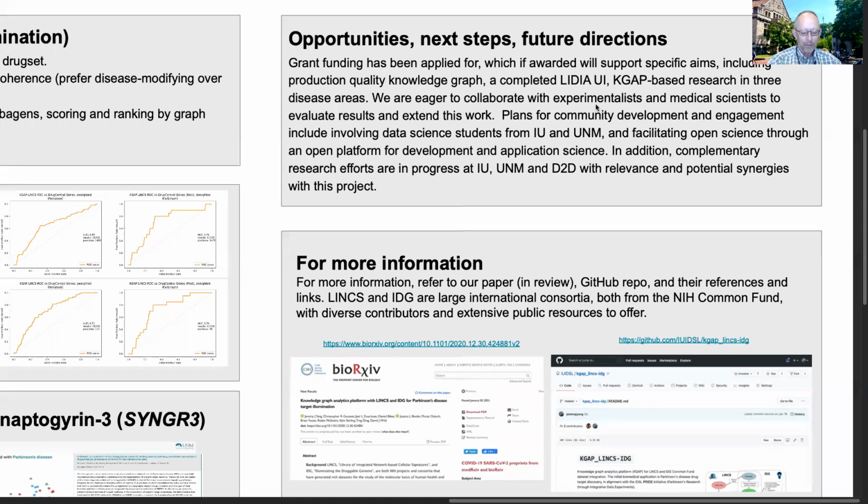We submitted a manuscript describing our research, now in the 2nd cycle of revision and review, with a preprint available via bioRxiv. Links to this paper, source code, and dataset are available on this poster. For more information, refer to LINCS and IDG, both large international consortia, both from the NIH Common Fund, with diverse contributors and extensive public resources to offer.